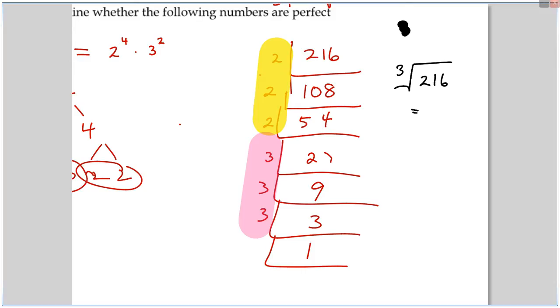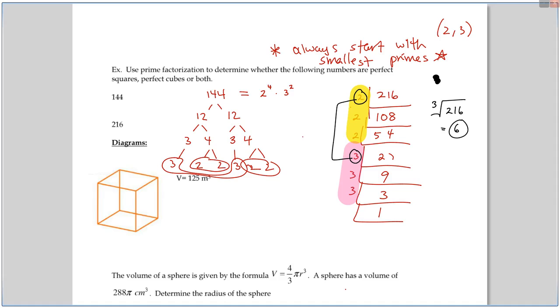You go, cube root of 216 is, put this in your calculator. Do you guys know this one? No. 6. So why is it 6? For this triplet, just take one of them. For this triplet, take one of them. What's 2 times 3? 6. Yeah, that's because it's all based on primes.